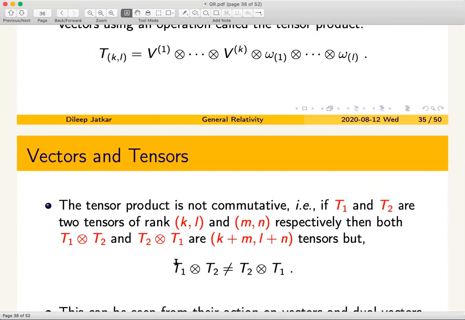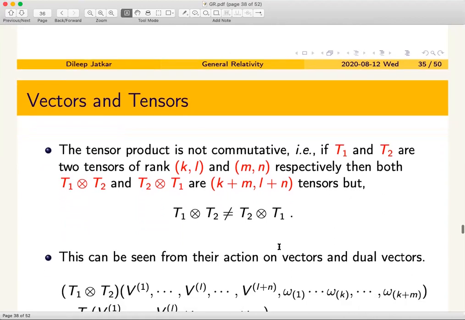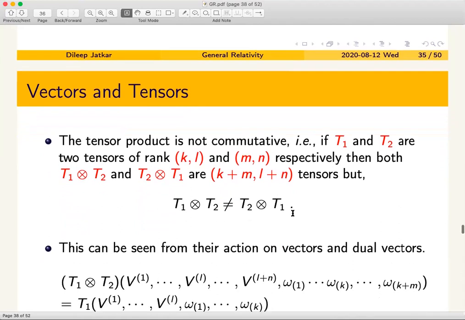Either you take a tensor product of T1 with T2, or you take the tensor product of T2 with T1. Both of them are (K plus M, L plus N) tensors, but they are not identical. In other words, T1 tensor T2 is not the same as T2 tensor T1. The easiest way to see this is to see how this object acts on the vector spaces.